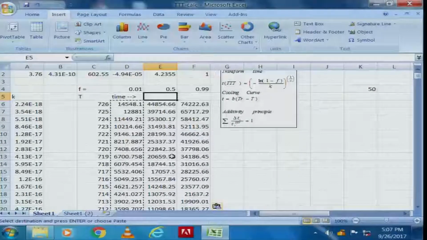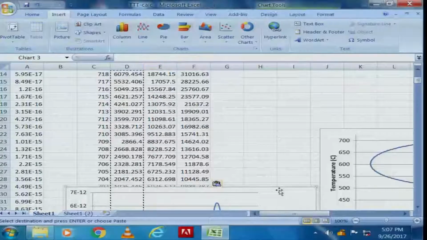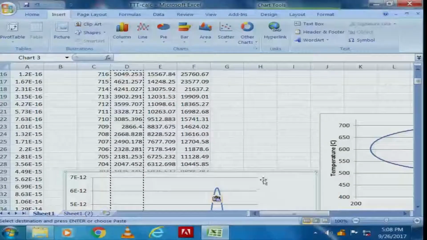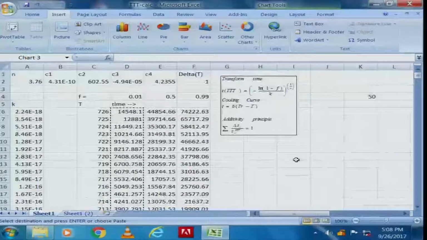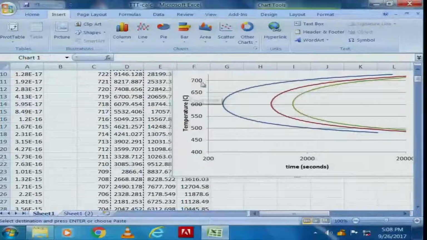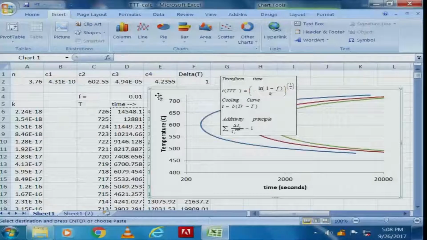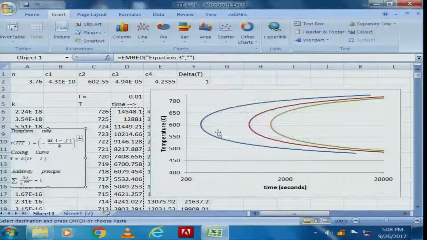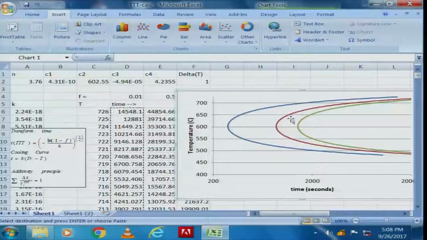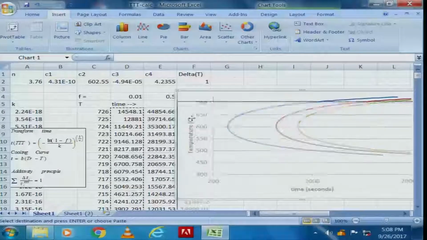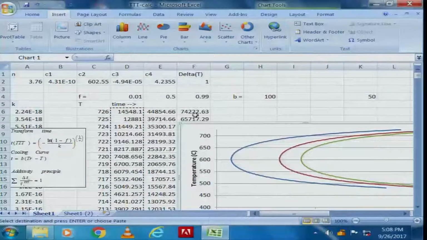Now, if I were to plot this as a TTT diagram, that means it will have to be temperature versus time. Well, I already have the graph, so as soon as I calculated the data, the graph shows me the 3 curves. The blue one is for 1% transformation, the red one is for 50% transformation, and the green one is for 99% transformation. So, this curve represents this data, the red line represents this data, and the green line represents the 99% data.